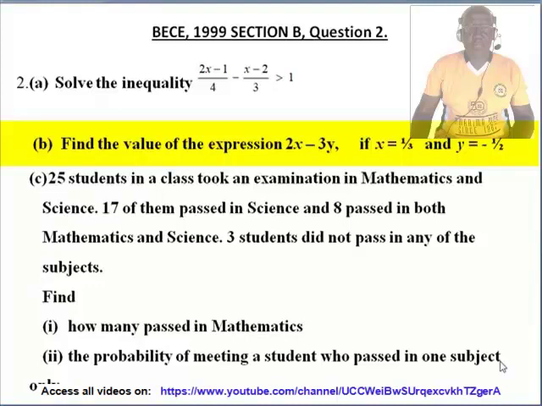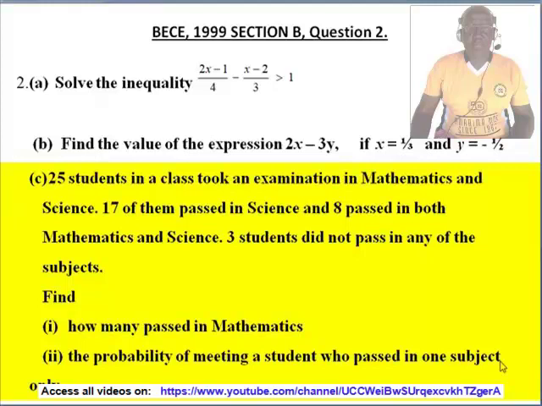2c. 25 students in a class took an examination in mathematics and science. 17 of them passed in science, and 8 passed in both mathematics and science. 3 students did not pass in any of the subjects. Find (i) how many passed in mathematics, (ii) the probability of meeting a student who passed in one subject only.